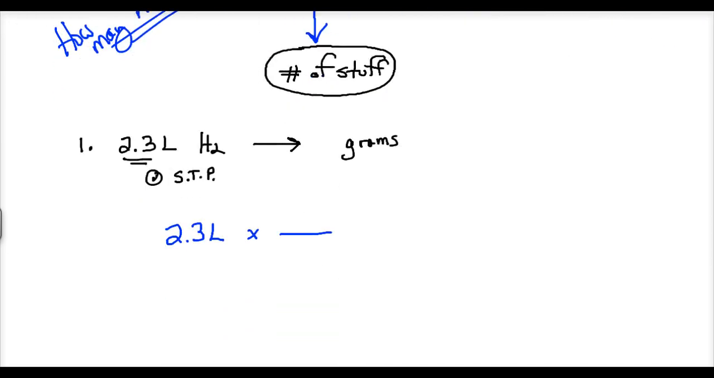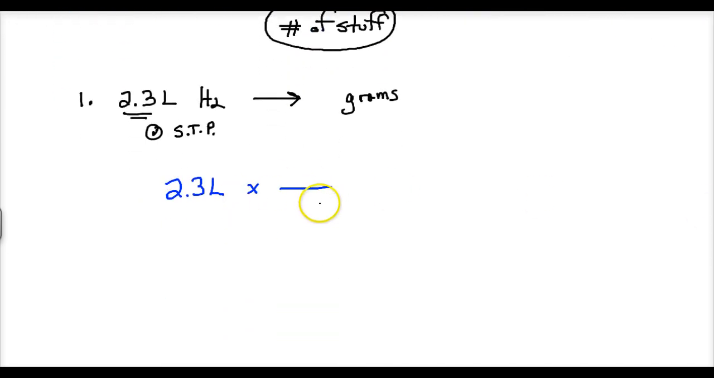So I convert to moles first. I get rid of liters. Liters, of course, goes in the bottom. And I know that 1 mole of any gas at STP is 22.4 liters.